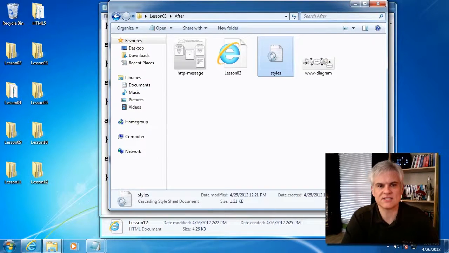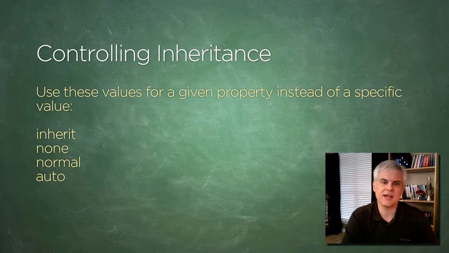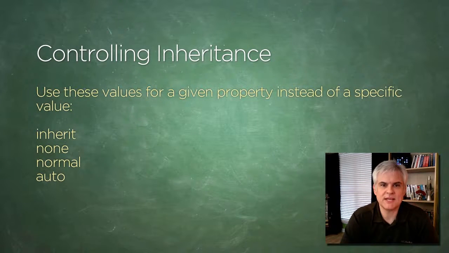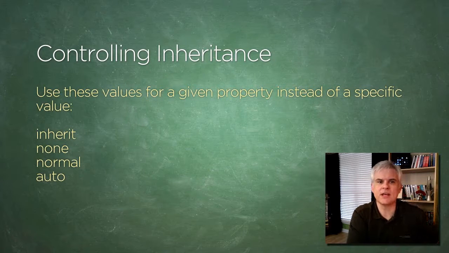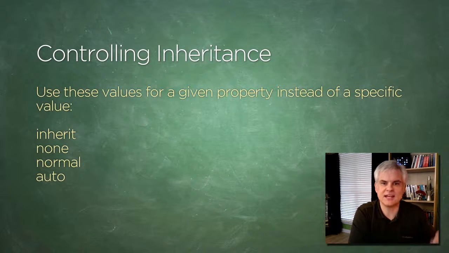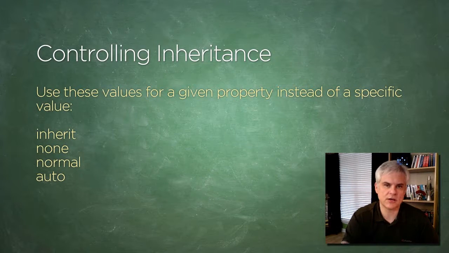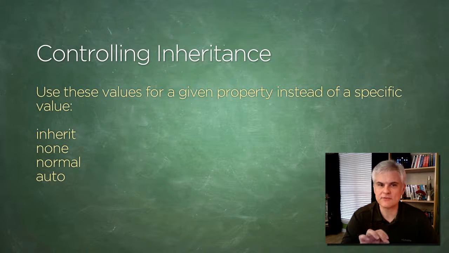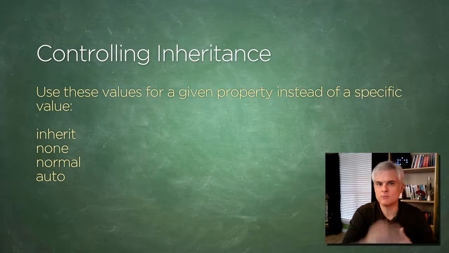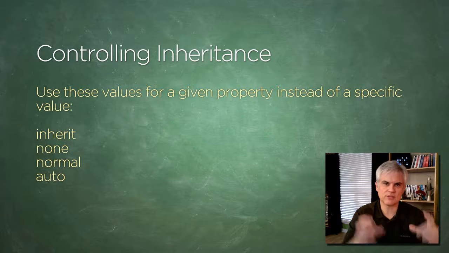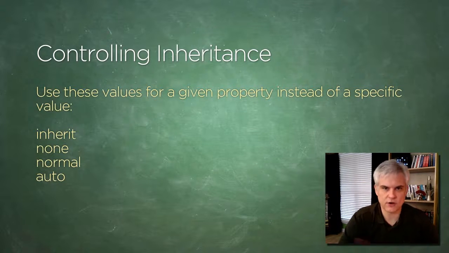So there's a sense of inheritance, and you can also control inheritance using the following values that you see on screen. So there's inherit, which means it forces a property to be inherited from its parent that normally wouldn't be inherited, or it overrides other applied style values and it inherits the parent's value. There's also none, normal, and auto. So again, find a good reference, make sure you understand what those do and when to apply them so that you can take control of inheritance if you really want to for a given element.